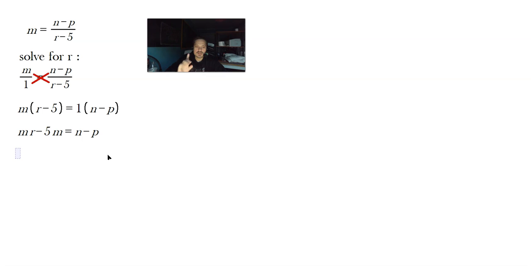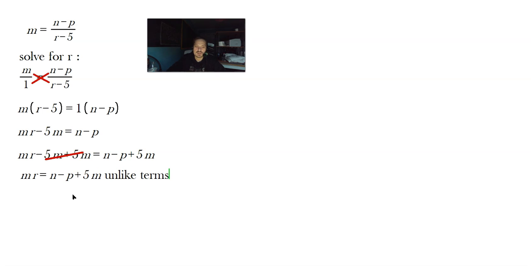Now remember, the goal is to get r by itself. So this negative 5m has to be moved to the right side. So you're going to have mr minus 5m plus 5m is equal to n minus p plus 5m. So I'm adding 5m to both sides. On the left side, as you can see, these two will cancel off. Okay, so that means only mr is left over. And on the right side, it's n minus p plus 5m. Again, unlike terms. So just leave that expression on the right side of the equals. There's nothing else you can do with it.